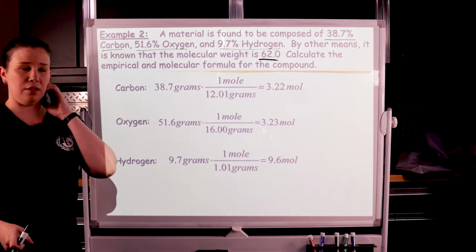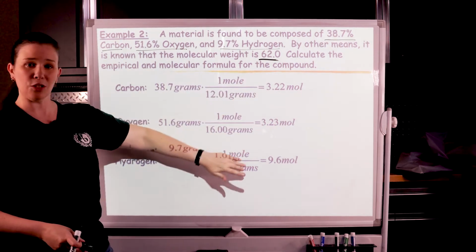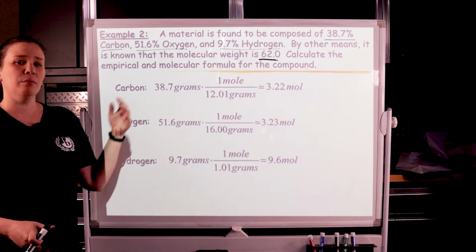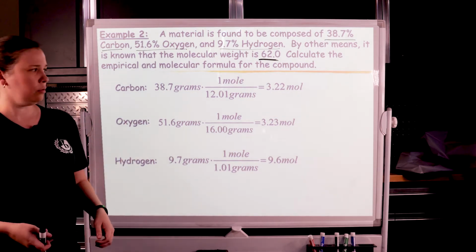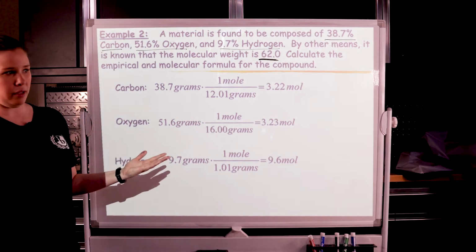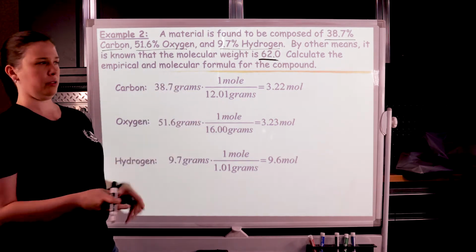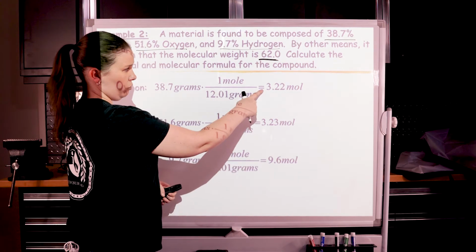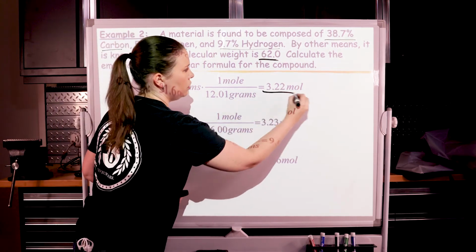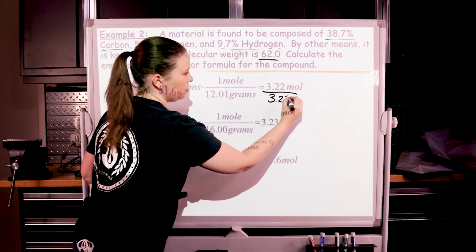So now we've got to think, if I've got moles of each one, how am I going to compare them? Remember, comparison means a ratio. So what am I going to divide by? Always the smallest. So the smallest moles out of these 3 would be the first one, the 3.22. So I'm going to divide by 3.22.